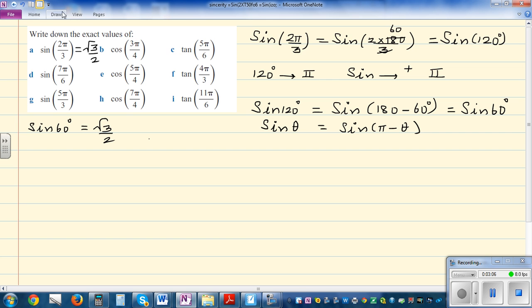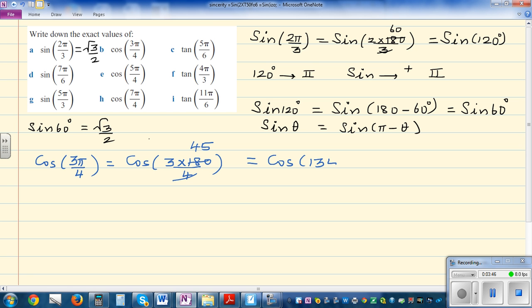Second question. I'll do a few questions and the rest will be homework. So cos of 3 pi by 4. The two things that you need to decide are, first, the quadrant, and then the angle. So this is cos of 3 times 180 divided by 4. Now 4 goes in 180 how many times? 45 times. So this is cos 135.